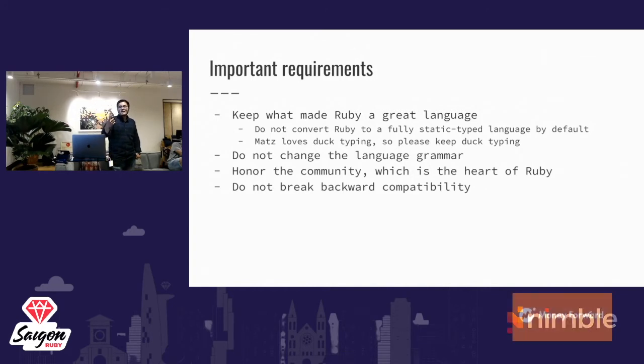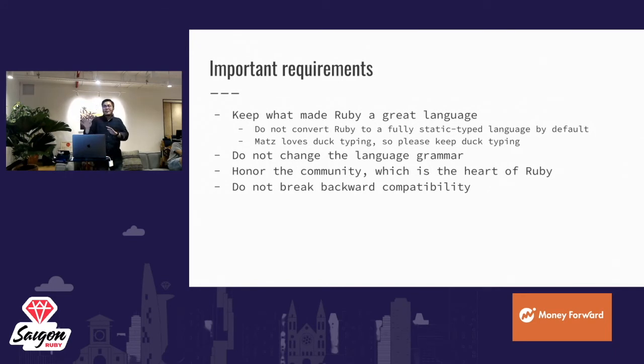And the next one is that we don't change the language grammar. If you look at other programming languages, you can see that the type declaration is really hard to get right. In some languages like Rust, if we decide on some static type, it really goes ugly. So Matz doesn't want to mess it up. Ruby is only an one-liner language, so let's keep it there. And we will try to find a way to do that.